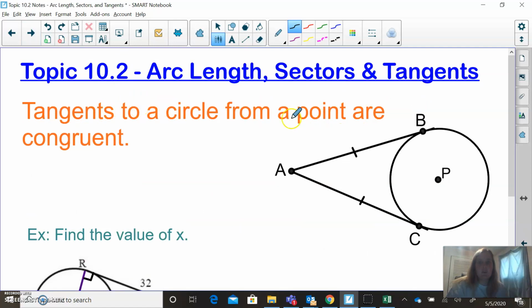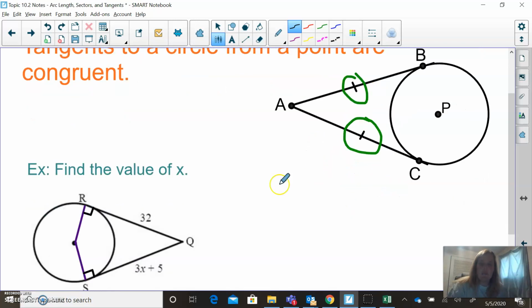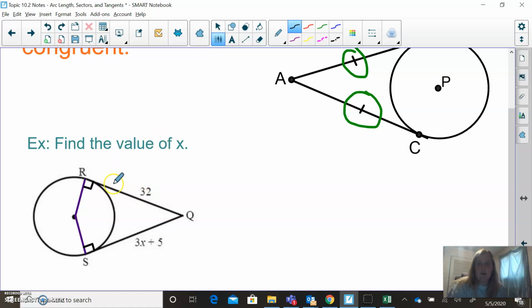So, tangents to a circle from a point are congruent. So these are two tangent lines. We have tangent AB and tangent AC. They meet at point A. These pieces are congruent. So if you look down here, find the value of x. We've got tangent RQ and tangent SQ that meet at point Q. So if they're congruent, that means they're equal, and we're just going to set them equal to each other.